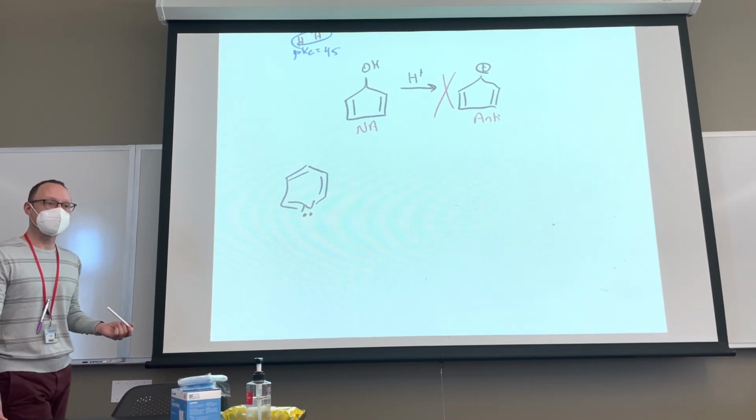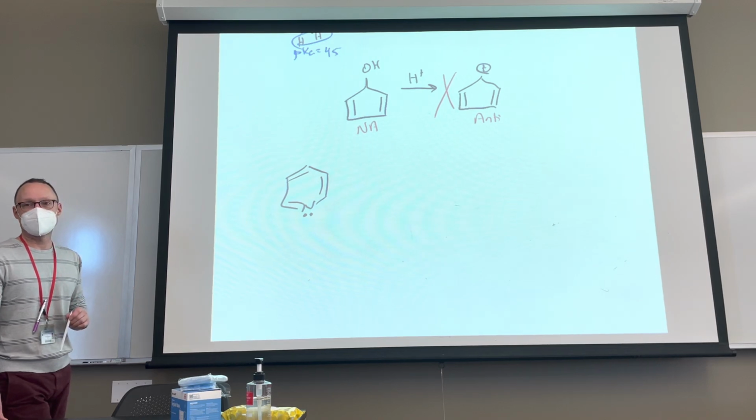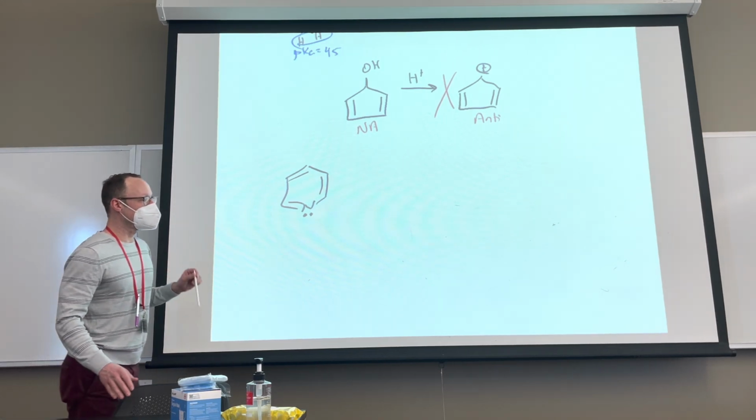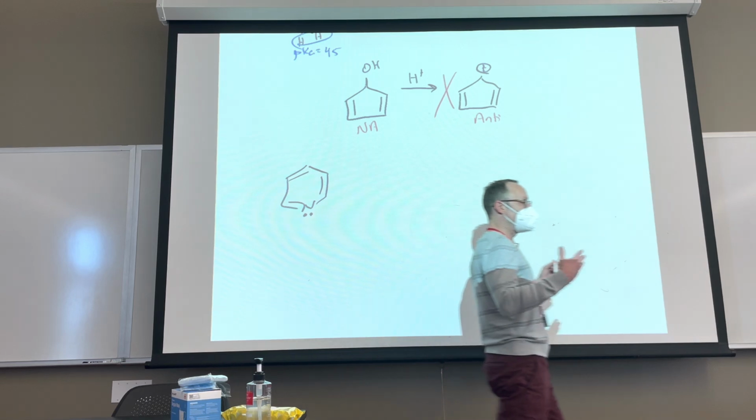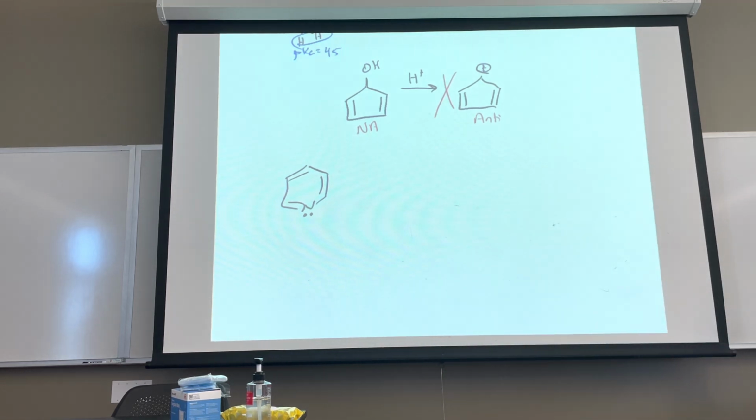So the trick to handling these heterocycles is to figure out what is the disposition of the lone pair. Is it part of the pi system? Is it not part of the pi system? And so that's what we're going to focus on right now, is figuring out how do we determine whether a lone pair is or is not part of the pi system.